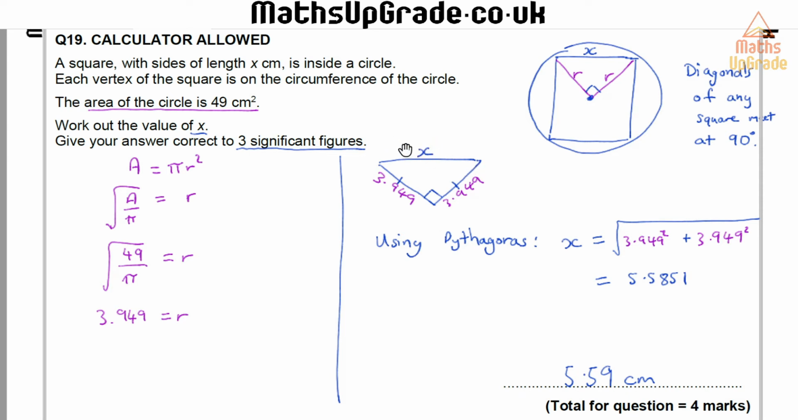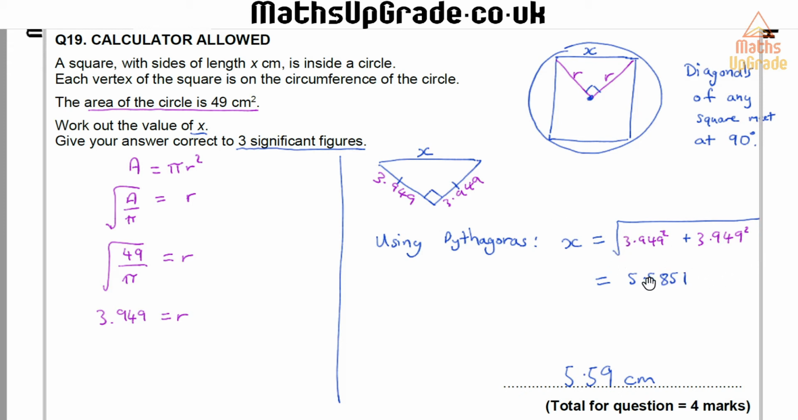To find the length of that longest side, I use Pythagoras. Pythagoras states that the sum of the squares on the two shorter sides is equal to the square, the area of the square, on the longest side, on the hypotenuse. So quite simply, if I square this number, add those two values together, and then if I square root, I end up with the value for x. If that's difficult for you, look at Pythagoras on my website and on this channel, and that should make it slightly easier for you.